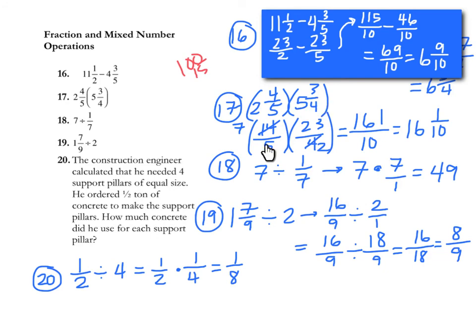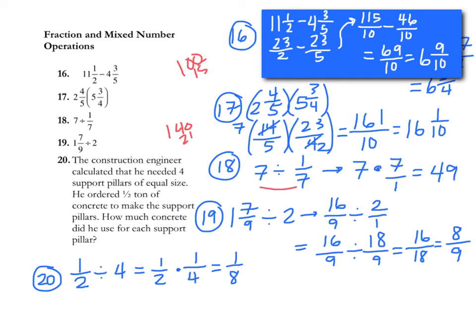Multiplying mixed numbers, we make them improper fractions. We simplify a little because the numbers were quite large. 7 times 23, again, think that out in terms of 7 times 20, 140. 7 times 3, 21, 161. 161 over 10, easy, 16 and 1/10.